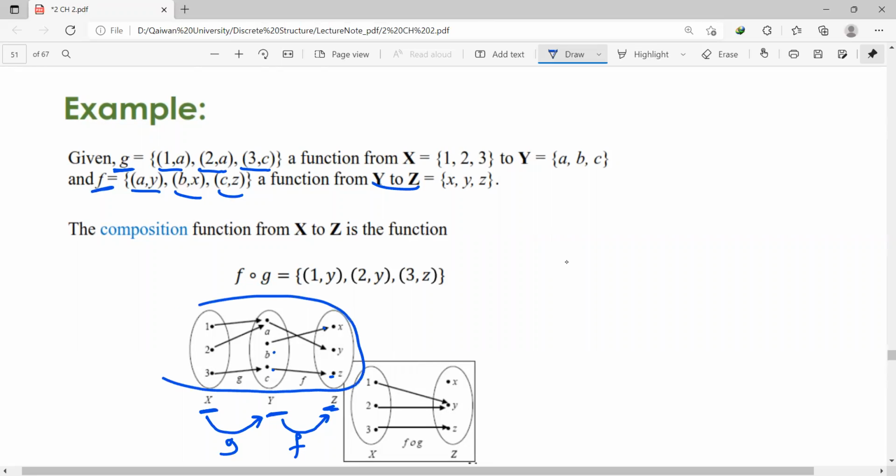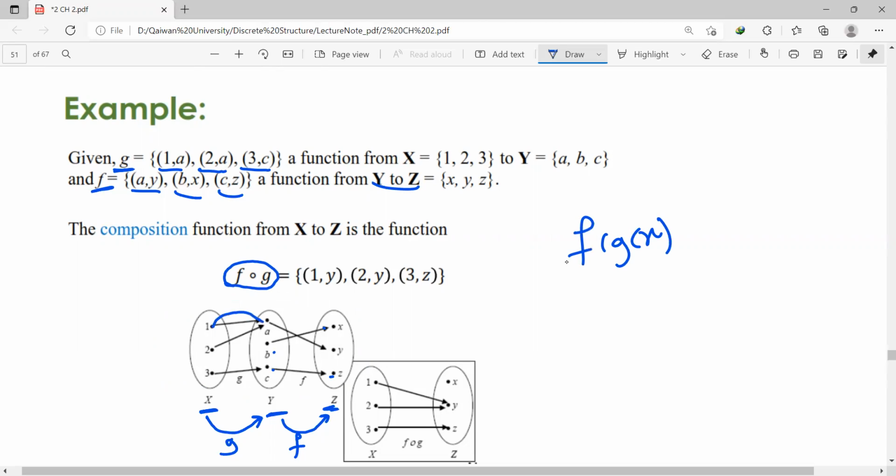This is the functions together. So how about F circle G from these two functions, from the functions F and G? So F circle G is F of G of X. Look, from 1 we go to A, then from A we go to Y. That means F circle G of 1 is Y. Okay, from 1 we go to A, then to Y.